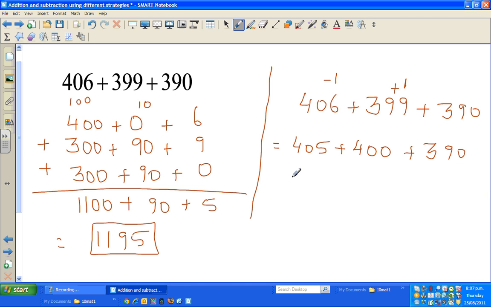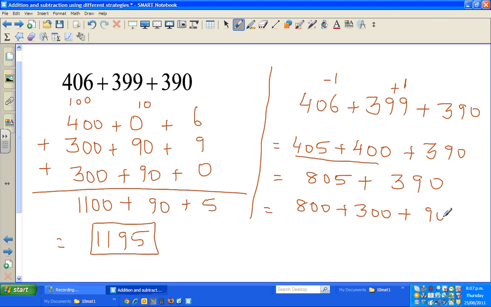Now this and this give you 805, plus 390. Again, if you want to make life easier, this is 800 plus 300 plus 90 plus 5. So this is 390 and 805. I grouped the hundreds together to make life easier. So this is 1100 plus 95, which is 1195.